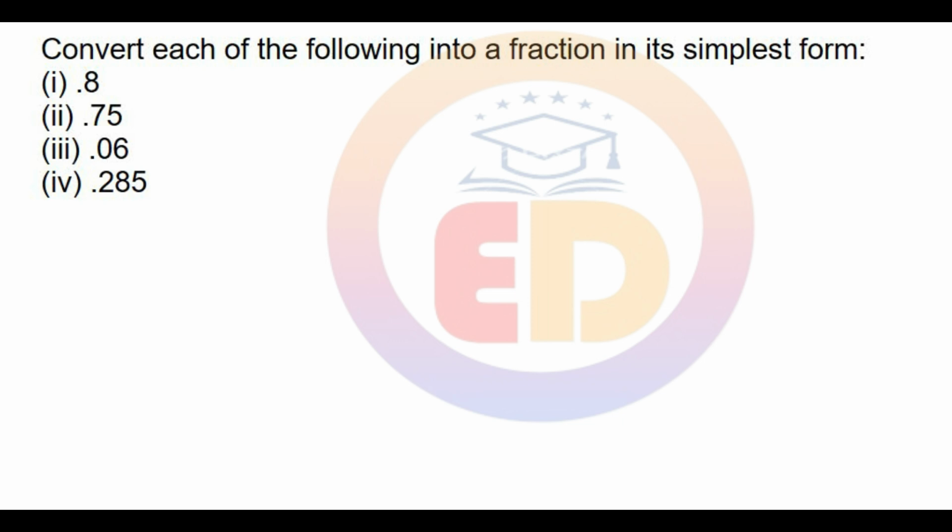Third example, 0.06. It has 2 decimal places. 2 digits after the decimal point, it has 2 decimal places. So first I will write this number without the decimal point. It will become 06. And remember, 06 is actually only 6. So my numerator will be 6.